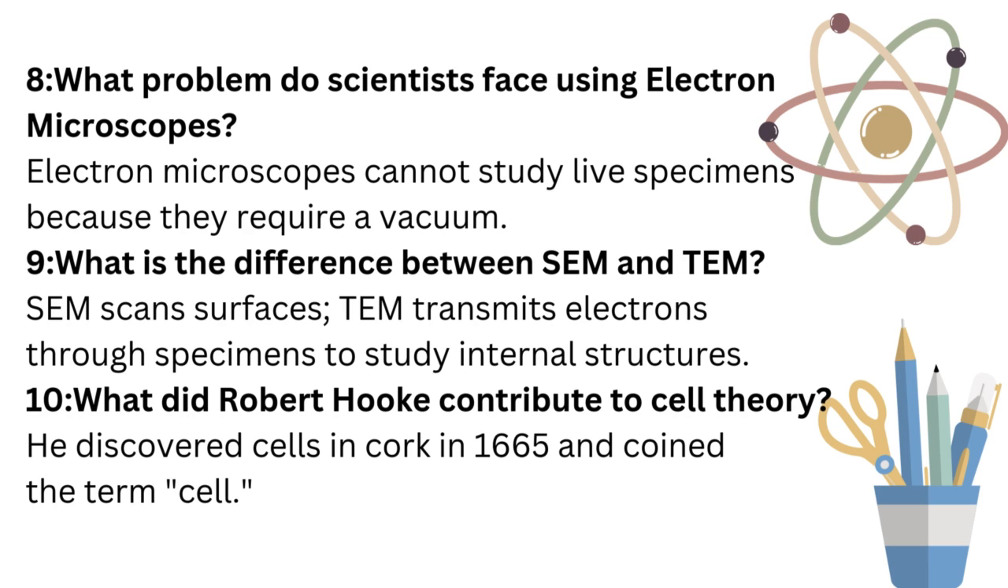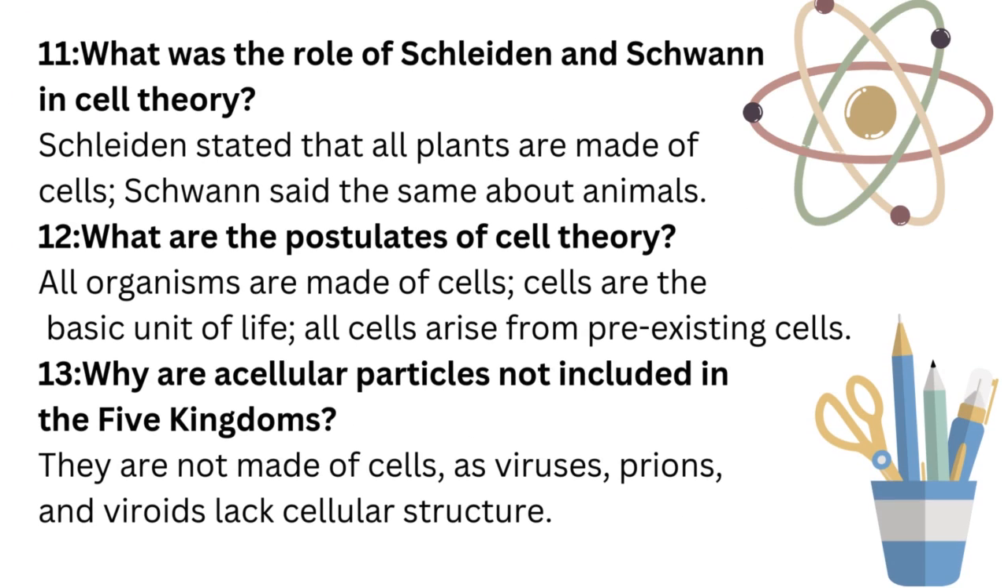What did Robert Hooke contribute to cell theory? He discovered cells in cork in 1665 and coined the term cell. What was the role of Schleiden and Schwann in cell theory? Schleiden stated that all plants are made of cells. Schwann said the same about animals.